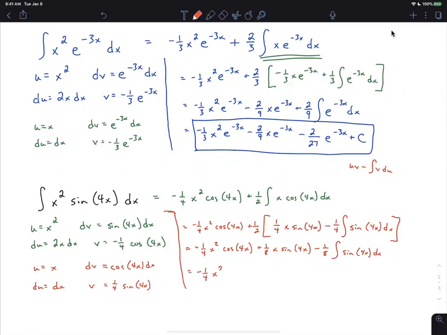That gets us negative 1/4 x squared cosine of 4x plus 1/8 x sine of 4x. And now the integral of sine 4x is negative cosine, but you get a 1/4 because of the u sub. So negative 1/4 times 1/8 is positive 1/32 cosine of 4x plus c, and that last line is the answer.